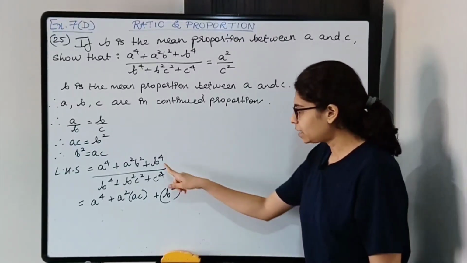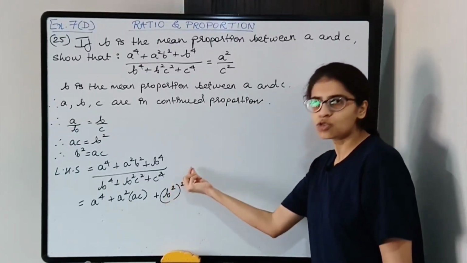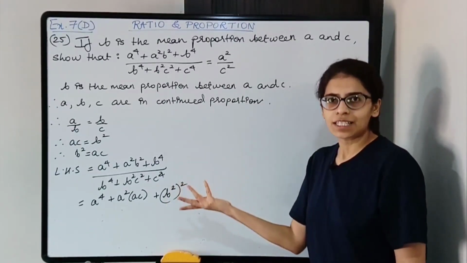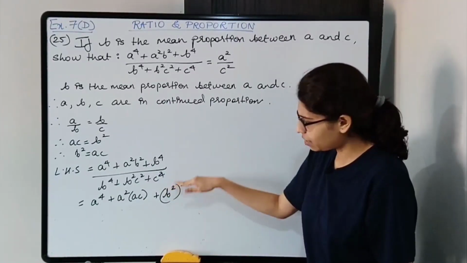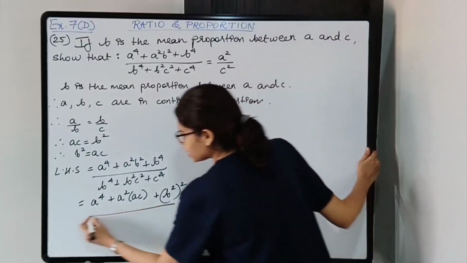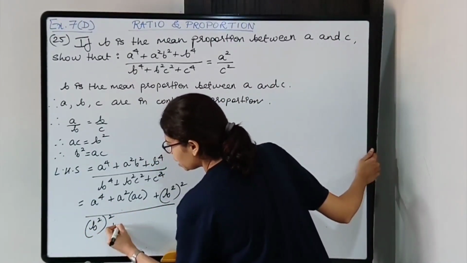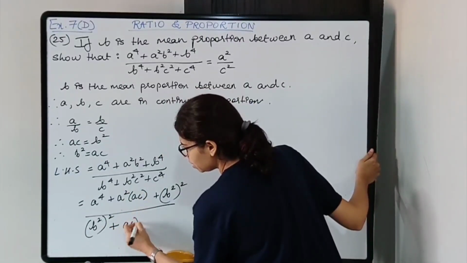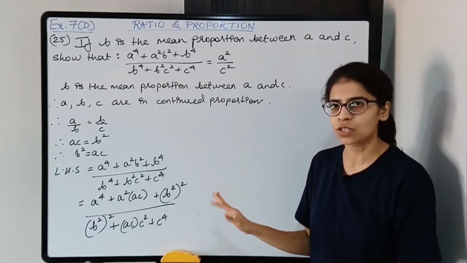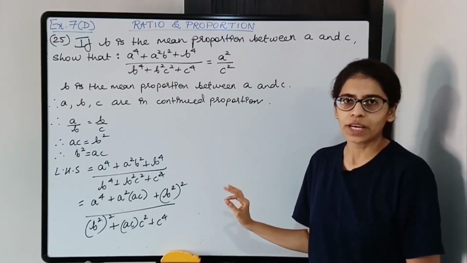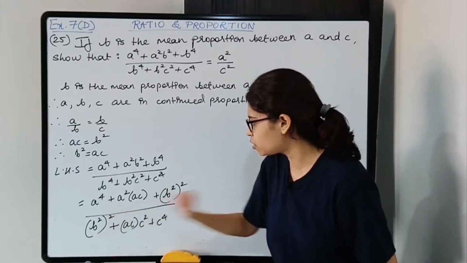So what I'll do is, whenever you're given power 4, you can write it as something square raised to square. Law of indices. 4 is split, it is 2 into 2. So square raised to square. Same thing here, B square whole squared plus B square is again AC into C square plus C raised to 4. So A and C will remain as it is. Wherever you have B square, you will just substitute AC. So here we still need to make substitutions.